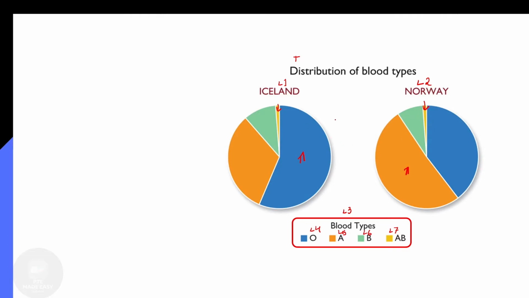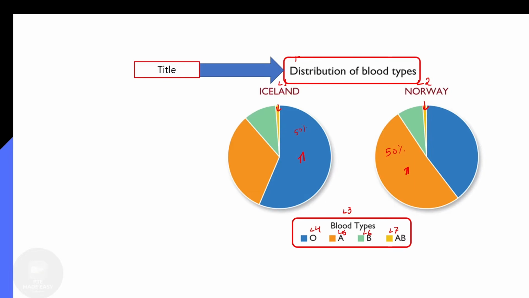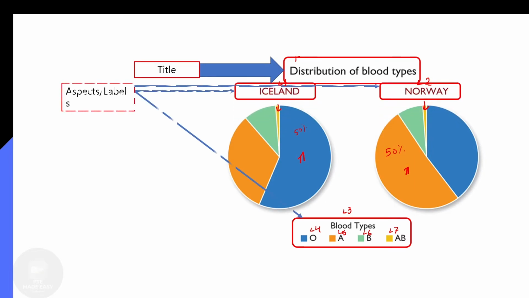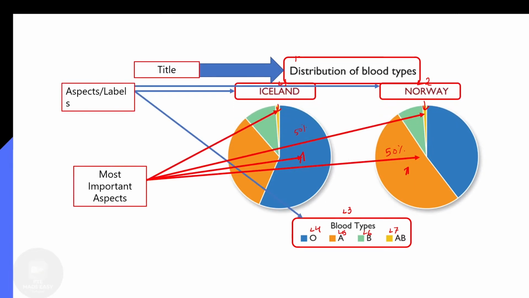Now, see, there is no quantification here. How would you do it, right? In my case, I will say this highest one is more than 50% of the pie chart, and I can see that it is also just slightly over 50%, right? So I will keep that information in my answer. So let's take a look. That's the title, and yes, these are the aspects or labels and the most important information.